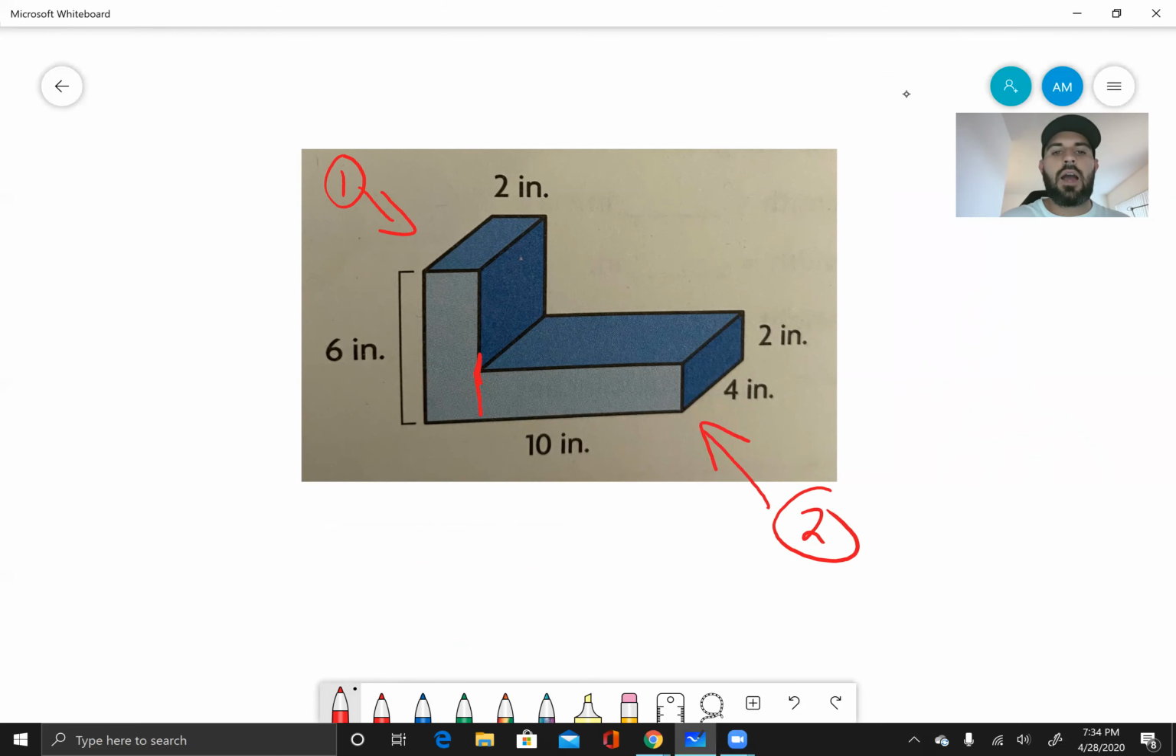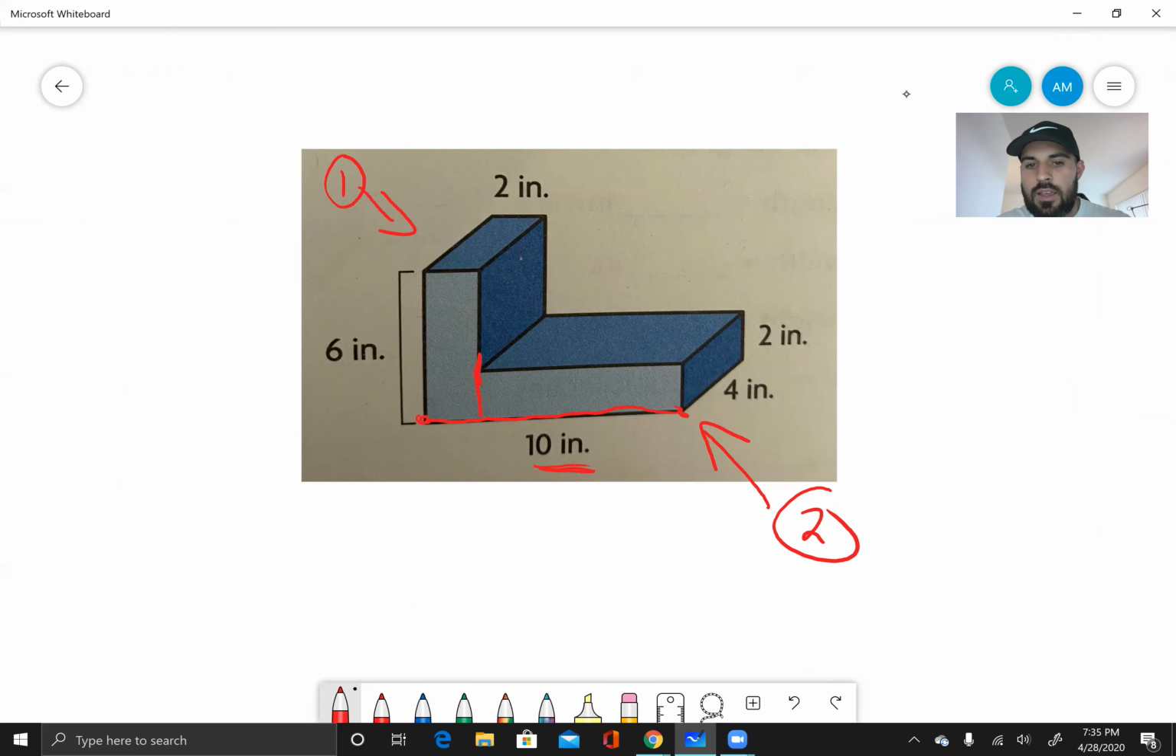Now, how do I find the volume of figure 1? Let's go back to this dimension right here, this 10. This 10 inches is measuring from this side all the way to this side.